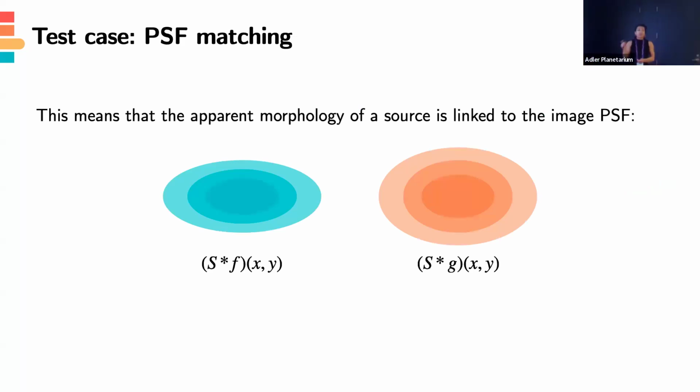This means that the apparent morphology of a source, so its size and sometimes also its shape, is linked to the PSF. So the morphology that you see in these extended sources is also a function of the point spread function. Of course, it's a function of the intrinsic surface brightness profile, or at least we would hope that it would be. But it also changes as a function of your instrument detector coadd characteristics.